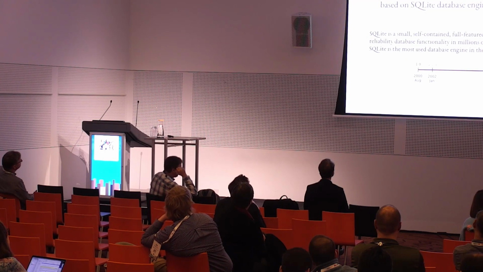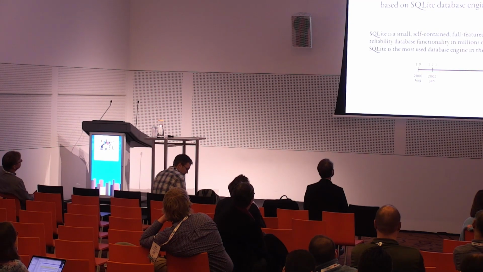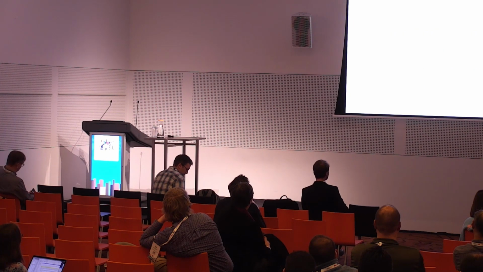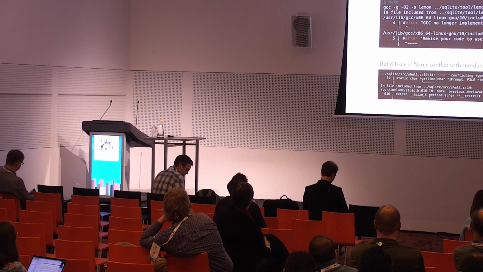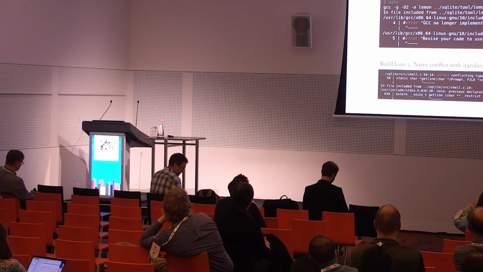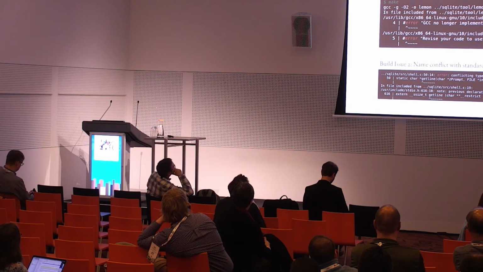Let us see an example of the software resurrection exercise based on the SQLite database engine that was released 20 years ago. As we build the source, we encounter these two issues. The first issue is caused by compilers dropping support for certain header files. And the second issue is caused by conflict in the identifier names used in the standard library and in the SQLite database engine. Both these changes were introduced after the release of the SQLite database engine 20 years ago.